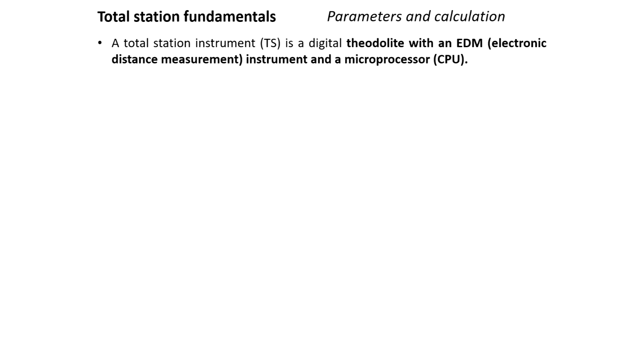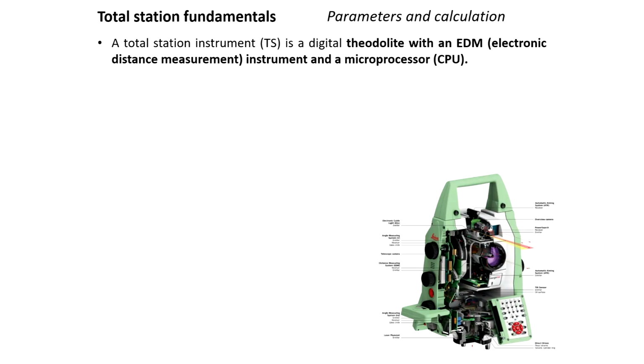Total station fundamentals, if we take, as I briefly explained, we usually look at the parameters and calculations. The total station itself is a digital theodolite with EDM, that is electronic distance measurement, and it will give you the coordinates, the XY, and the CPU within it will calculate even the angle between them, and will give you even the elevation. So how it works, this is just a brief idea, and how we take the points in the field, I will explain in the following slide.